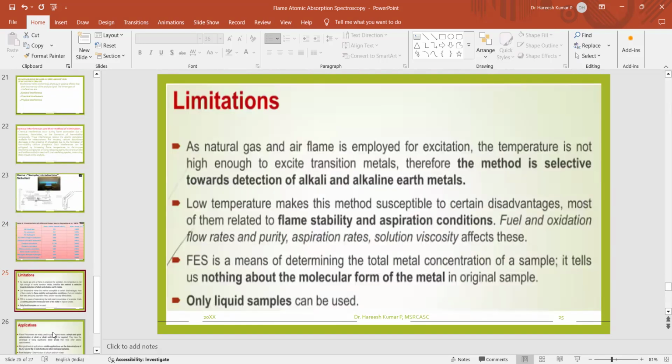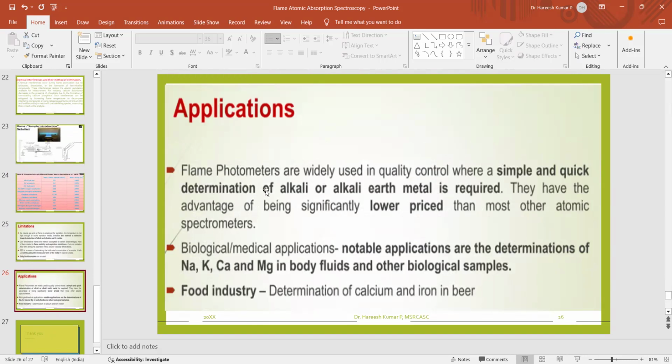And then I'm taking a few applications of the flame. Flame photometers are widely used in quality control where a simple and quick determination of alkali or alkaline earth metals is required. They have the advantage of being significantly lower priced than most other atomic spectrophotometers. Biological or medical applications: notable applications are the determination of sodium, potassium, calcium, and magnesium in body fluids and other biological samples. Food industry: determination of calcium and iron in beer.